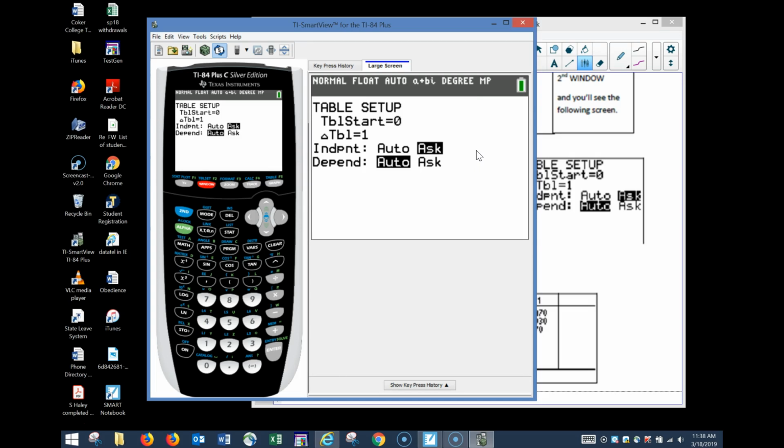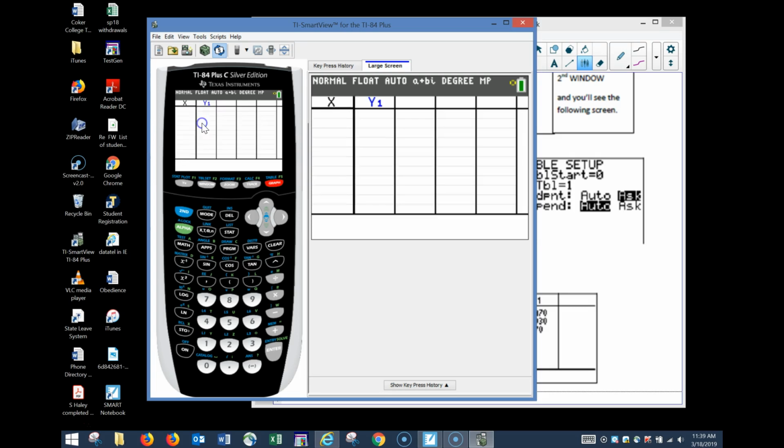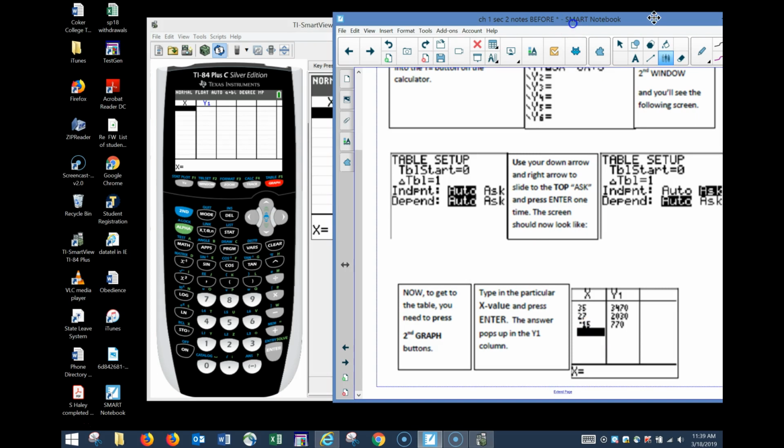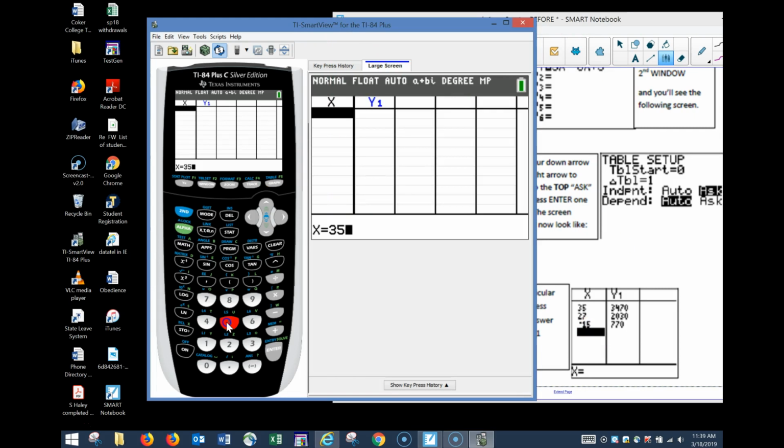And to get back to the table, second graph. Okay, now the numbers we want to put in, just to see if you typed it right, we're going to type 35, 27, and negative 15. So 35, enter. It's plugging it into the problem that we typed in, and it gets the answer of 3470. 27, enter. It figures up the answer. And negative 15, enter.